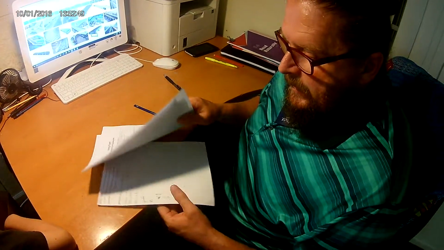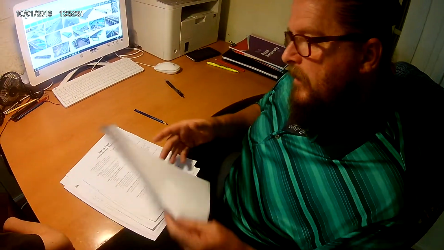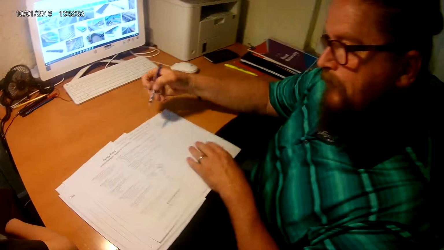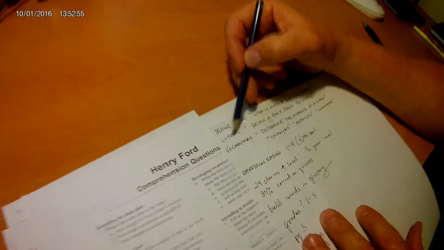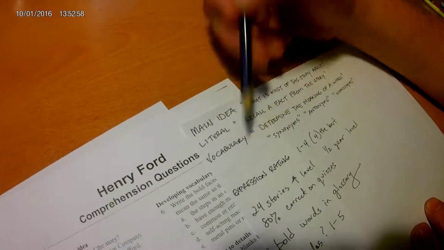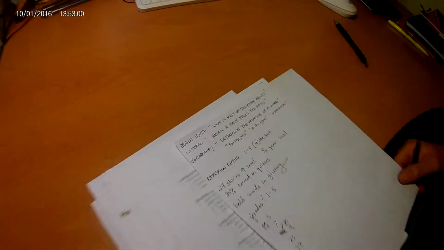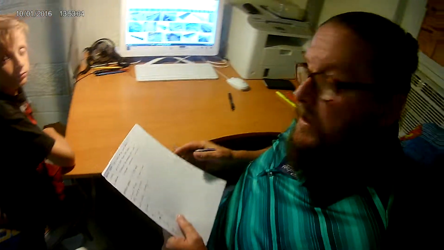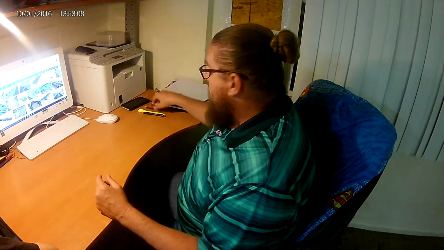And with the reading comprehension, one last thing is you can check for a main idea, a literal interpretation. You can use vocabulary. So there's many things that Read Naturally does beyond fluency. It does comprehension also. So I hope you enjoyed this demonstration.